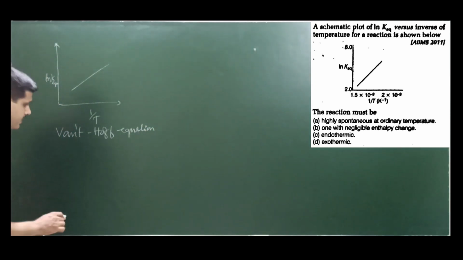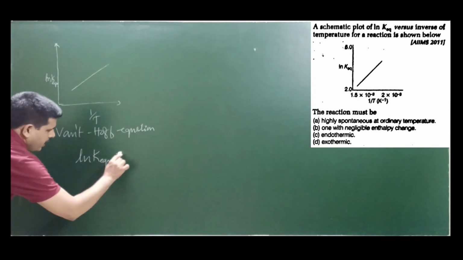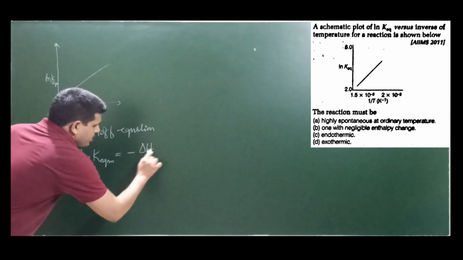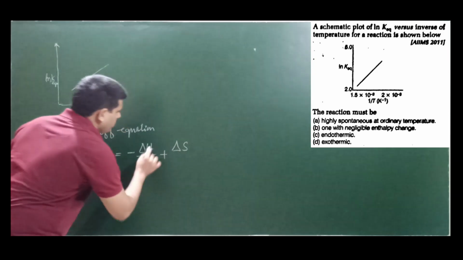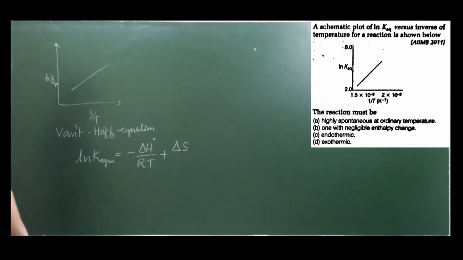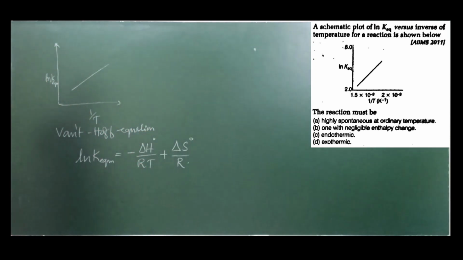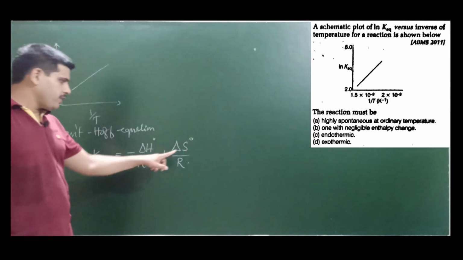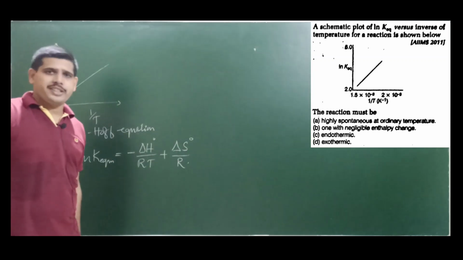The equation which says that ln of the equilibrium constant is equal to minus delta H divided by R into T plus delta S divided by R. Of course, if you take standard conditions, then delta H naught and delta S naught divided by R. So this is the expression given by Van't Hoff for the variation of the equilibrium constant with respect to temperature. Of course, the thermodynamic parameters, enthalpy and entropy, are involved in this.